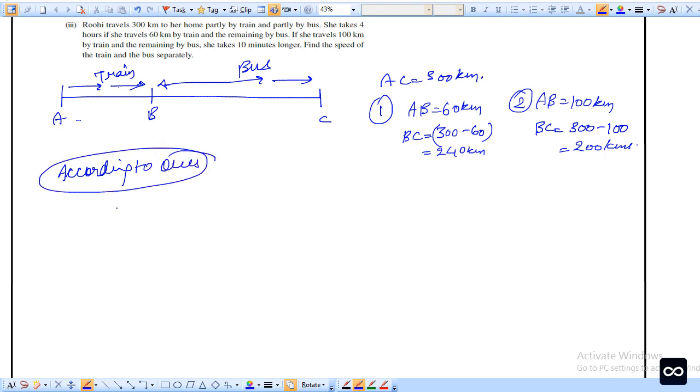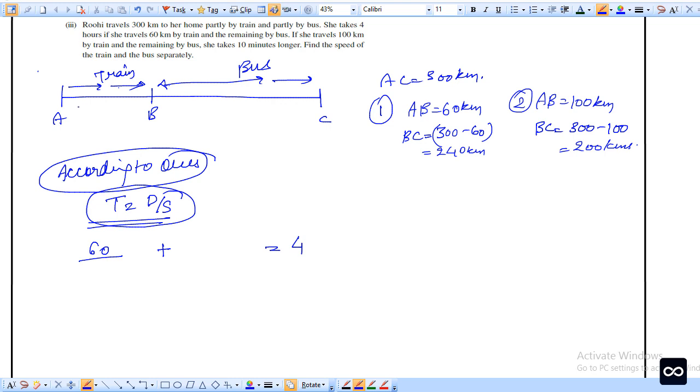According to the question, we will form the equations. We know that time taken is equal to distance divided by speed. We know this formula, and based on this formula itself, we will form the equations. How? Let's see. It says that she takes 4 hours combined to travel by bus and by train.